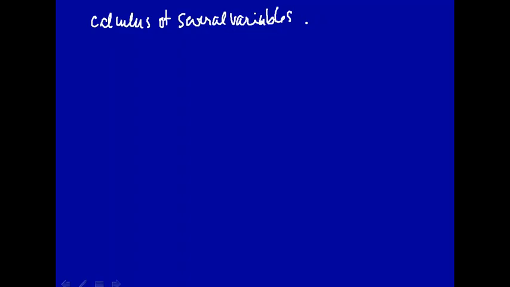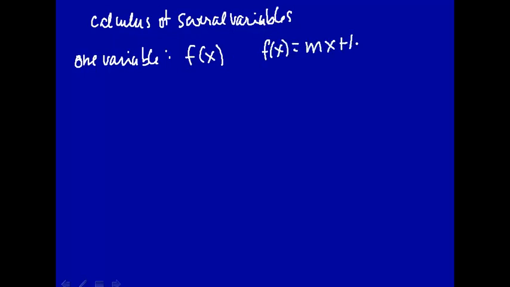I think it's Math 223 at Binghamton University that concentrates on calculus of several variables, but you may have had an introduction to that in Calculus 1 and 2. Let's talk about one variable. We have a function of one variable, f of x. An example would be a linear function, f of x is equal to mx plus b. You can also have functions of more than one variable. Let's look at two variables.